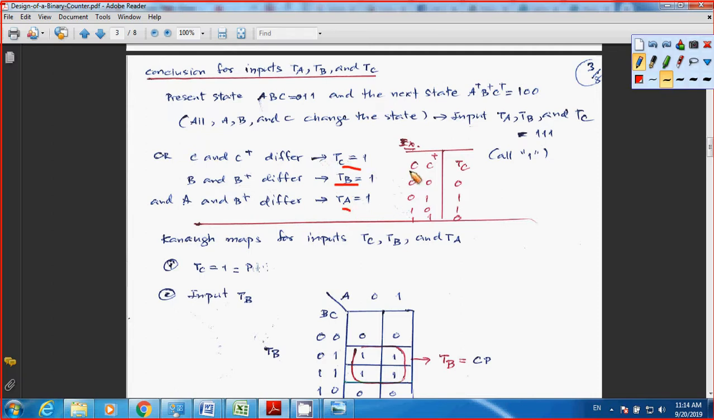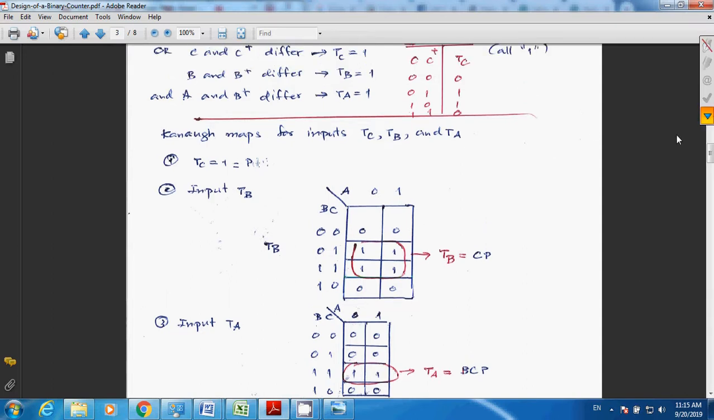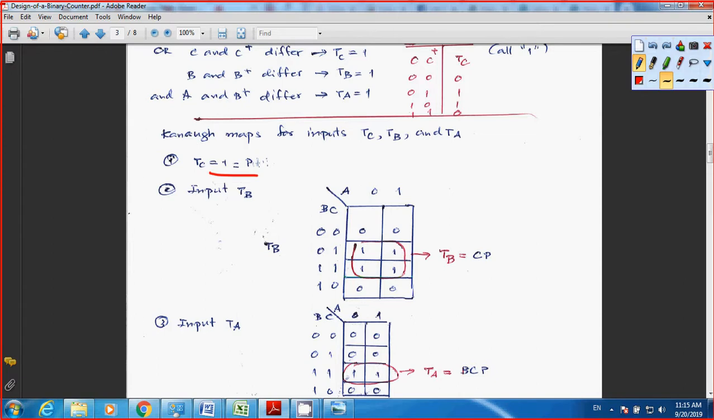So you can make a conclusion for C and C plus, present state and next state. This is 0 0 1 1. So whenever the present state changes the logic to the next state, or it's not the same, your TC has to be 1. Right? Or you can use the 3 input exclusive OR. Now let's take a look at the Karnaugh map for inputs TC, TB, and TA. By following your truth table, you can write down your TC. Since your TC is always 1, that means your TC has to be connected to the power signal or the clock.